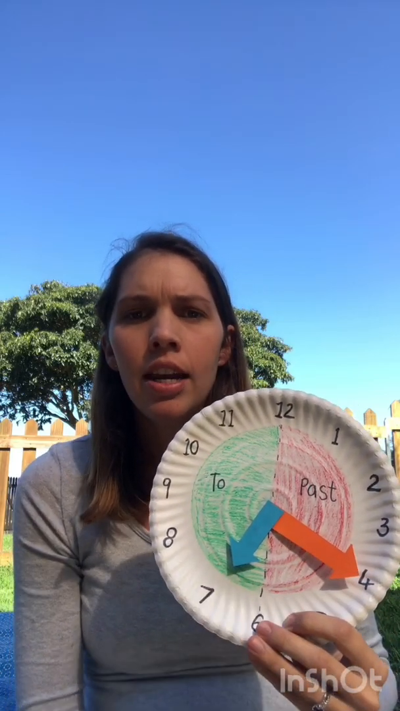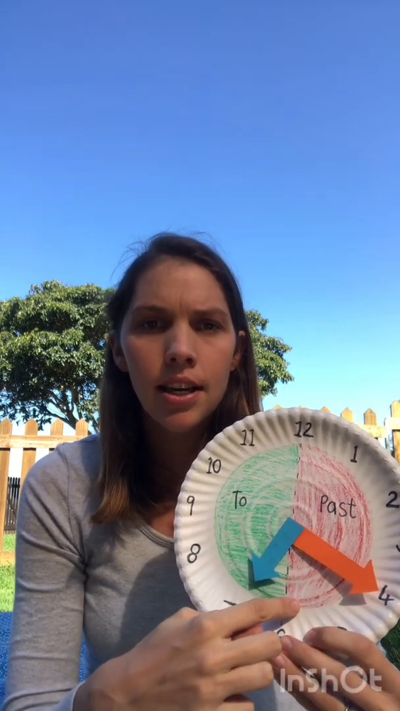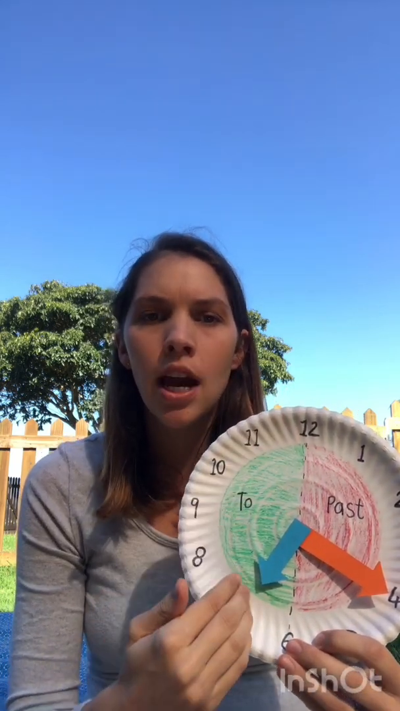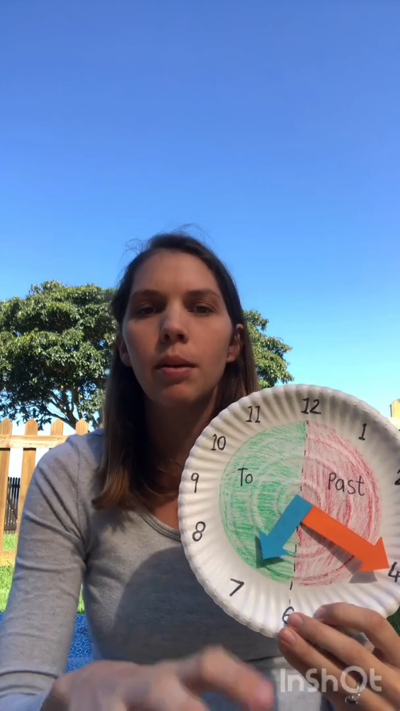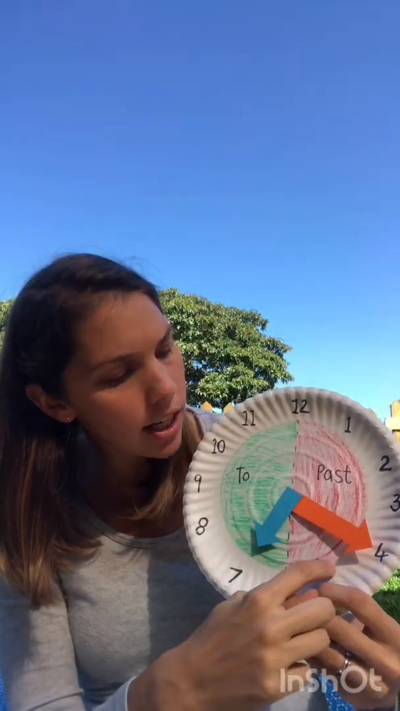The first thing we're going to do is look at the long hand, which on my clock is the orange hand. We're going to see if it's in the past side of the clock, which is this side, or in the to side of the clock. That will tell us if our time is something past something or something to something. If we have a look at this orange hand, we can see that it's definitely in the red section, which is the past. So our time on this clock is going to say something past something.